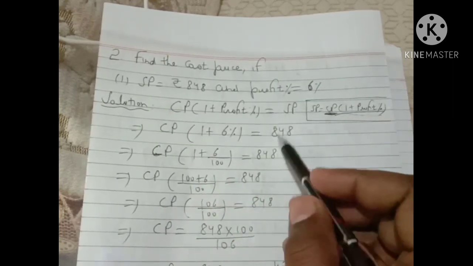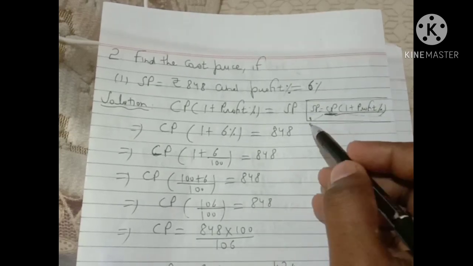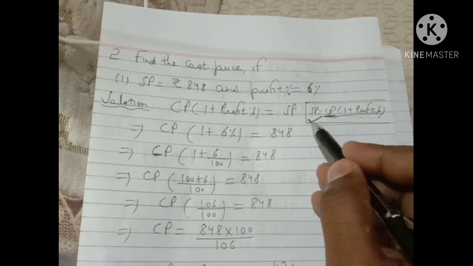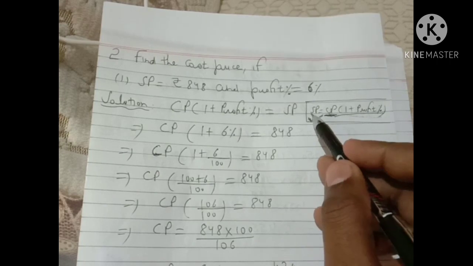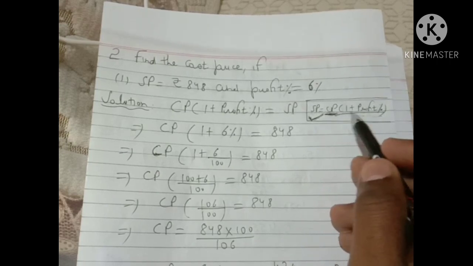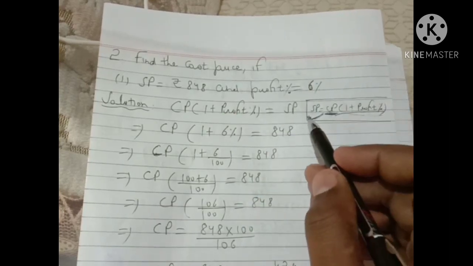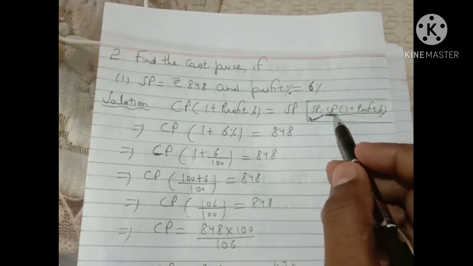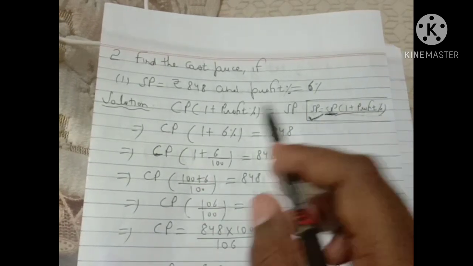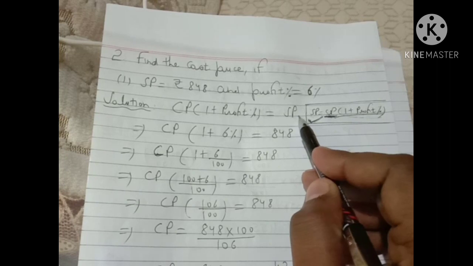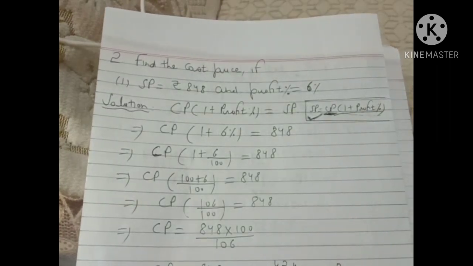Means if we want to find the value of SP, that time we can write down this formula in this way. The formula is same, but we can write down this formula in two ways. Means if we want to find the value of this SP, that time we can write down this formula, SP is equal to CP into 1 plus profit percentage, which I had already applied in the previous sum. And now if we want to find the value of this CP, that time we can write down this formula in this way, CP into 1 plus profit percentage is equal to SP. I hope this is clear to you. It is the same formula, but in two ways we can write down this formula.